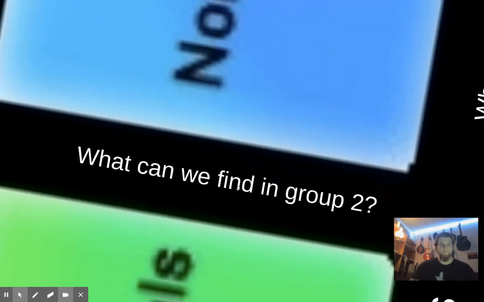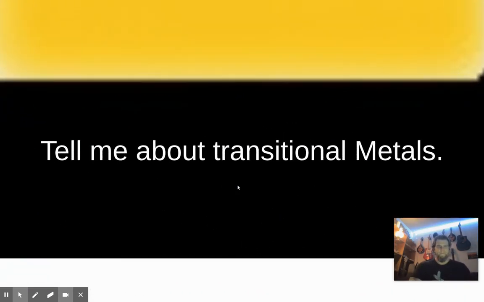Group two, those were alkali earth metals. That was the magnesium and the calcium, and just really important elements that make up a lot of compounds that we find both on the earth and that we find out in space as well. So if you were to tell me all about the transition metals, it would take you quite a bit of time.